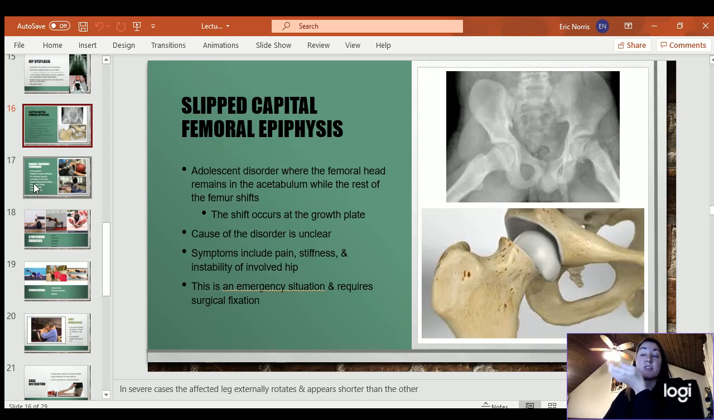And then as far as PT goes, we refer out if it's an active, and then once they've had the surgery, they'll probably need range of motion, strengthening, mobility training, things like that to get them back to where they were.